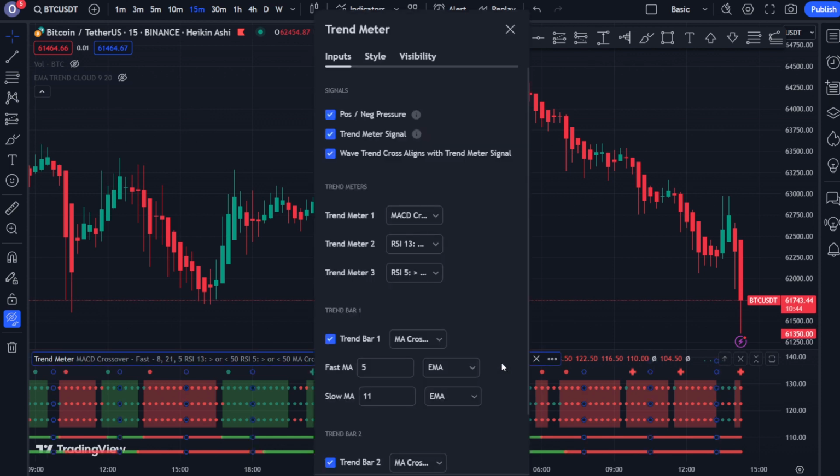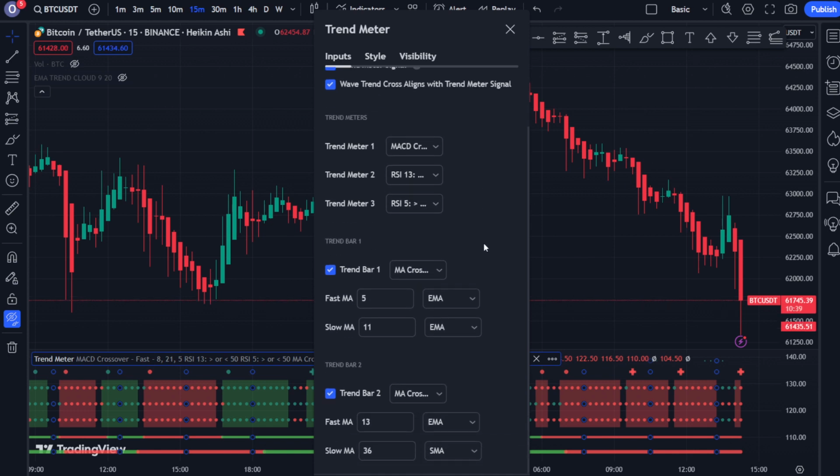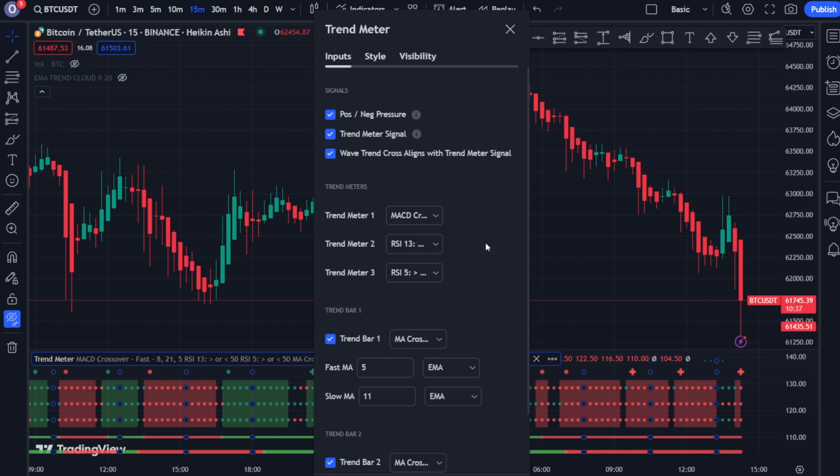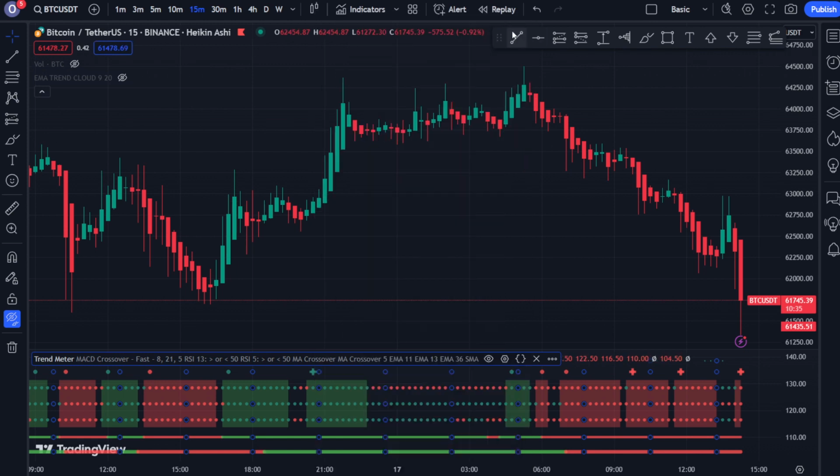The Trend Meter tool is a combination of many popular indicators. In the settings, you can see it has the MACD, the RSI, the crossover of the moving averages, and all the EMAs. Each of these different dots and lines serves as separate filters, and when all the indicators line up in one line, green or red, the accuracy is amazing.